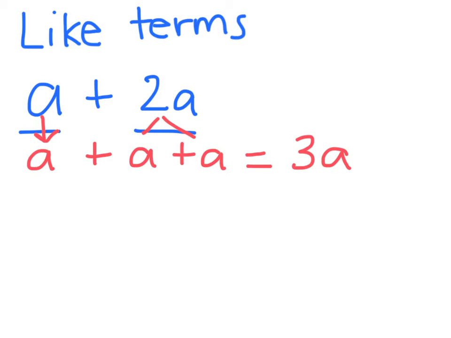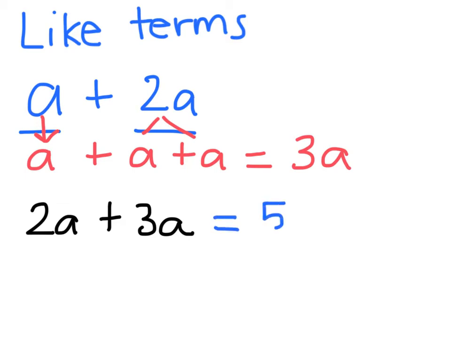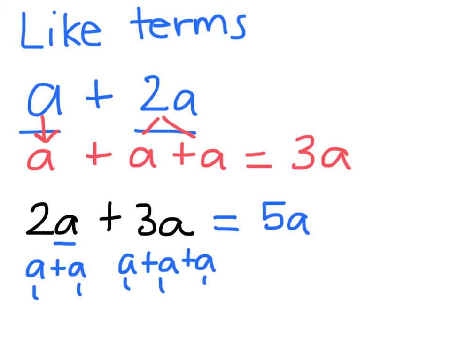Let's try another one together. Now let's add or simplify 2a plus 3a. If we have 2a's and we're adding 3a's, it simply becomes 5a. Remember, 2a really means a times 2 or a plus a. 3a really means 3 times a or a plus a plus a, which gives us 1, 2, 3, 4, 5 A's. 5A is our answer.